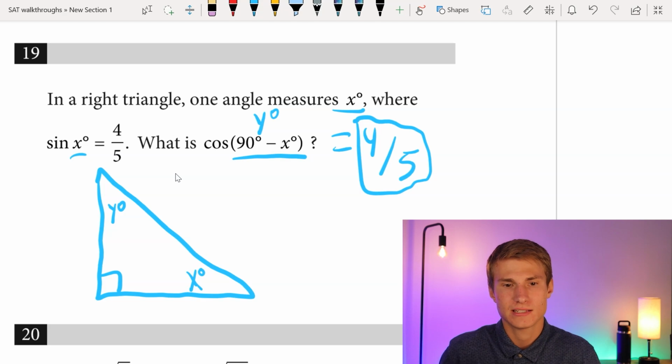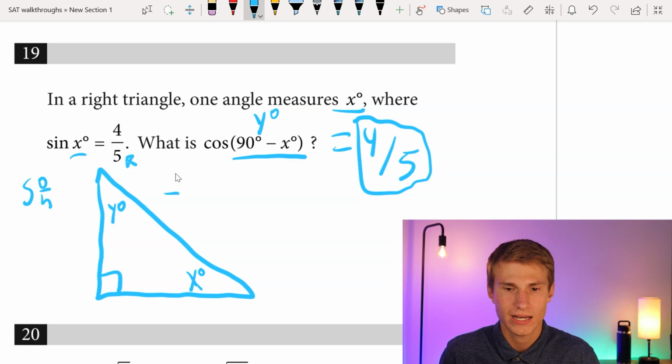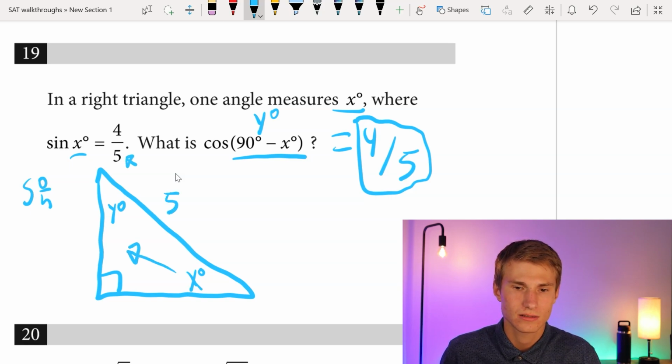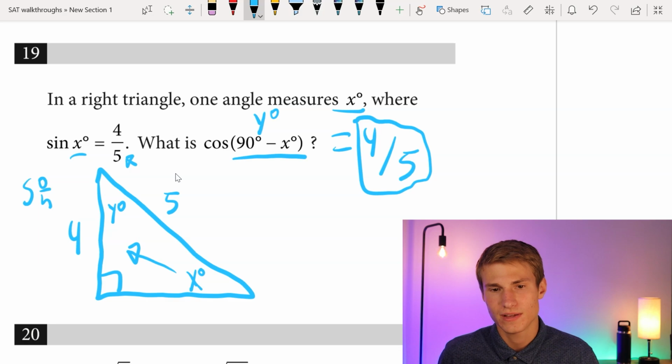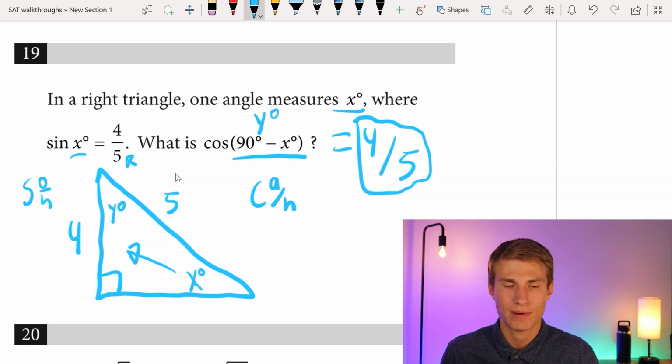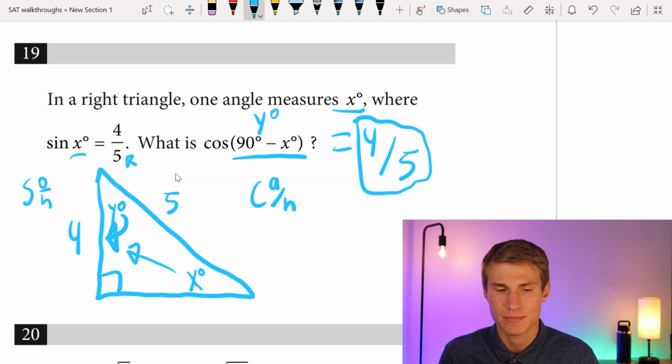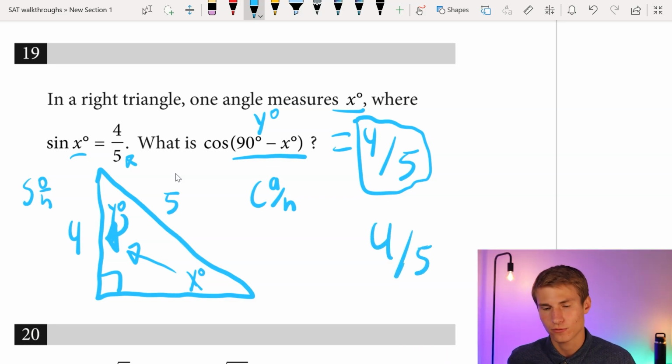From there, I see that the sine of X is 4/5. I know that the sine is going to be the opposite over the hypotenuse. Therefore, my hypotenuse is 5. My opposite of X is going to be 4. From there, I'm asked for the cosine of Y, or 90 minus X. I know that my cosine is my adjacent over my hypotenuse. I see the adjacent side to angle Y, or angle 90 minus X, is 4, and my hypotenuse is still 5. Therefore, my answer is 4/5.